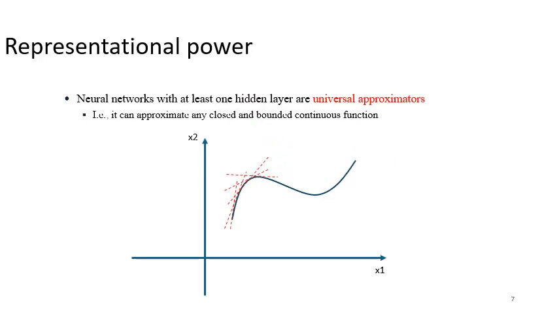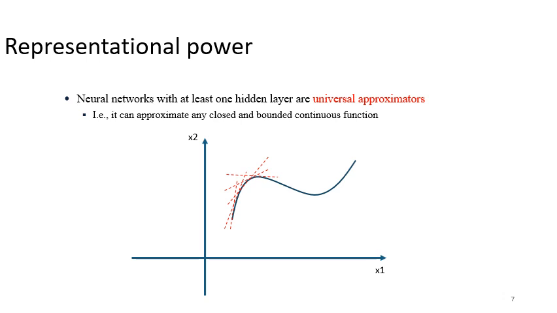Unlocking the true potential, neural networks with just one hidden layer are like magic. They can mimic and represent any shape or pattern. In simple terms, they are universal approximators. This means that they are capable of imitating any smooth and confined pattern, making them incredibly versatile in learning and capturing complex relationships in data.